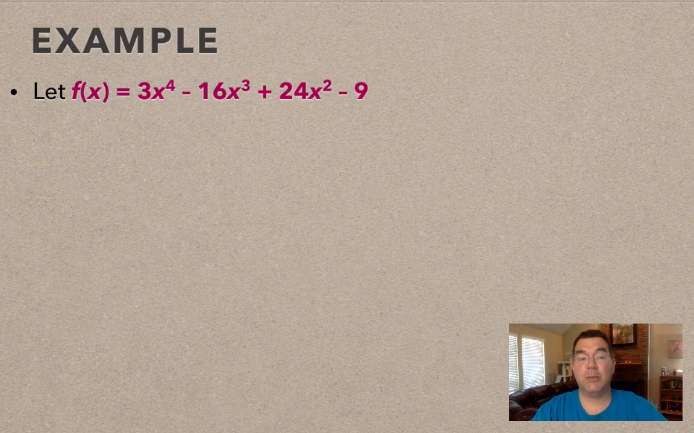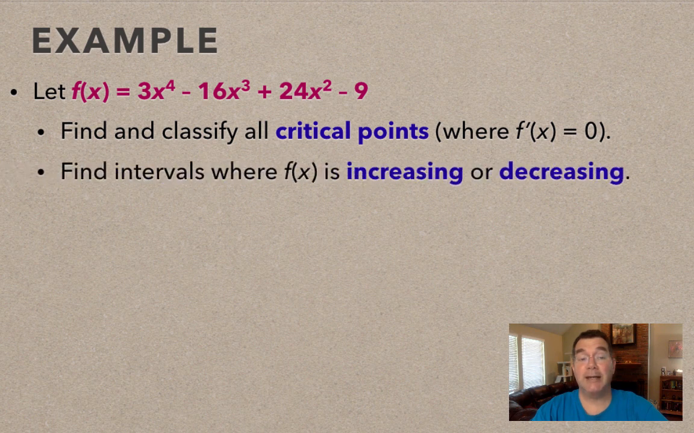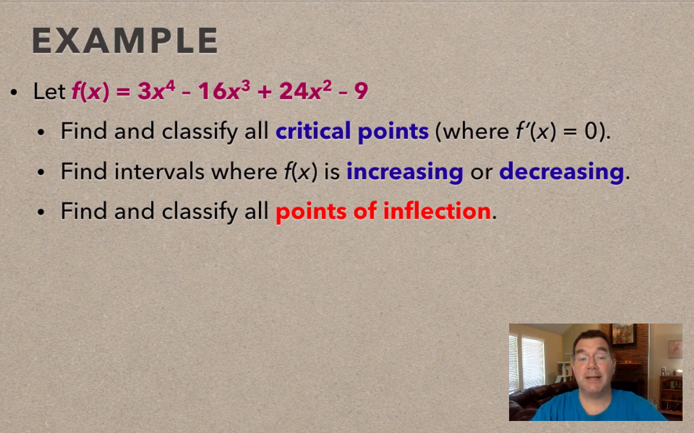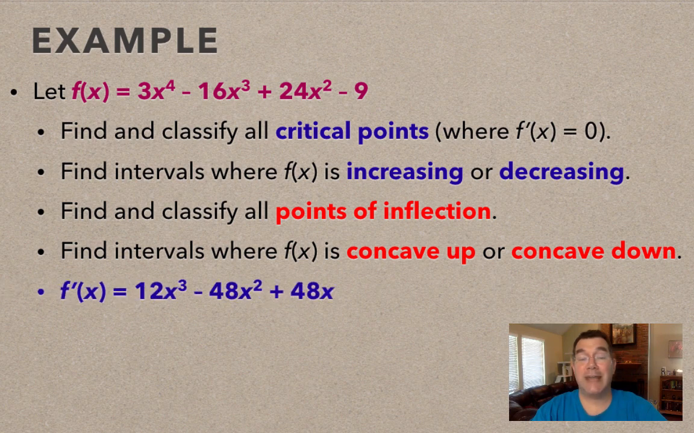I've got f of x equals 3x to the fourth minus 16x to the third plus 24x squared minus 9. Okay, I need to find and classify all the critical points. That's where the first derivative is equal to 0. I need to find the intervals where the function is increasing or decreasing. I need to find and classify all of the points of inflection. And I need to find intervals where the function is concave up or concave down. Okay, so dealing with the first and the second derivative here.